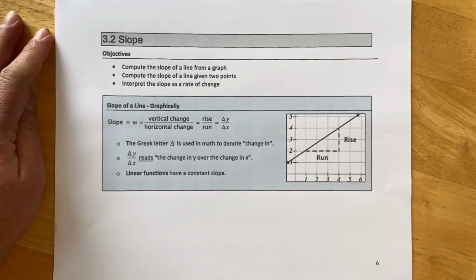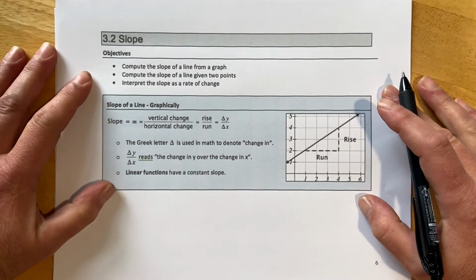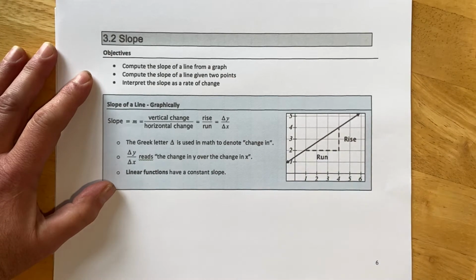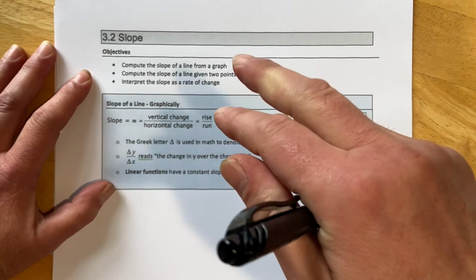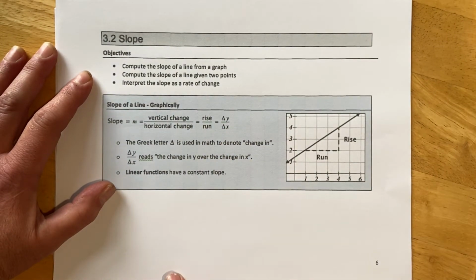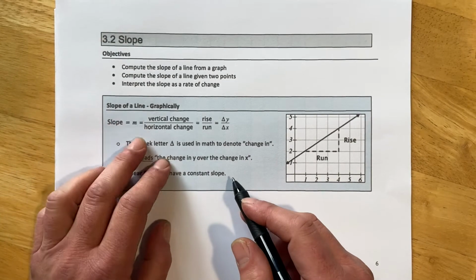Slope actually ends up being a really important topic. It's kind of the basis for all of Calculus 1, and will show up in lots and lots of places. So let me go through what it is, some notation that we use around it, and some ways we're going to run into it. So, slope of a line graphically.